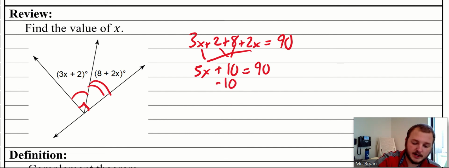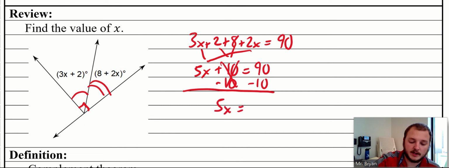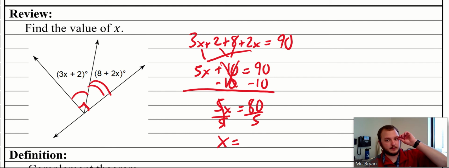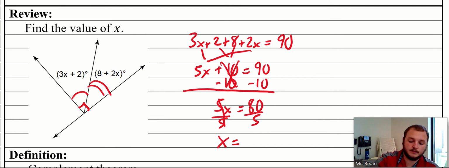We can continue. I have a positive 10. I want to subtract that from 90. So when I do that from both sides, that will cancel out on the left. And on the right side, I have 90 minus 10, which is just 80. And then last step here, hopefully we understand, is just to divide by 5 on both sides. Cancel out. And we get x equals, and then 80 divided by 5. You could type this in your calculator if you don't know. But that is just going to be 16 here.